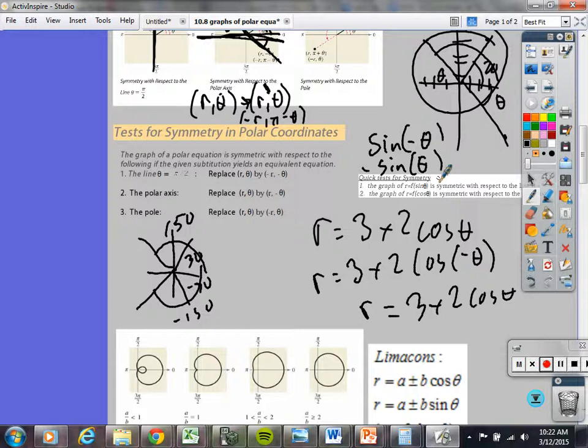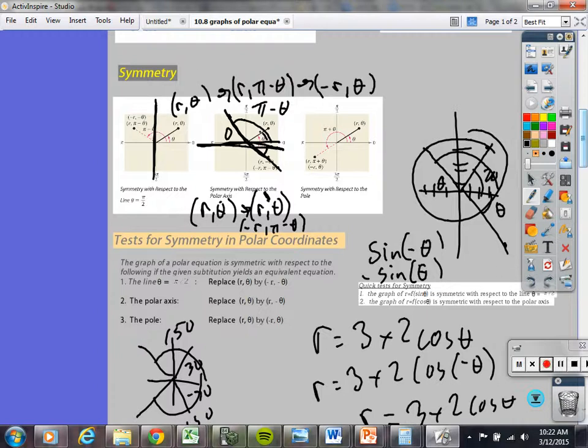And then they have three different types once again. They have it about the line theta equals pi halves, the polar axis, and the pole, which is about the origin if we were in xy. The pole is like (0, 0). So that means you'd be reflecting straight over it. Does that make sense to everybody?